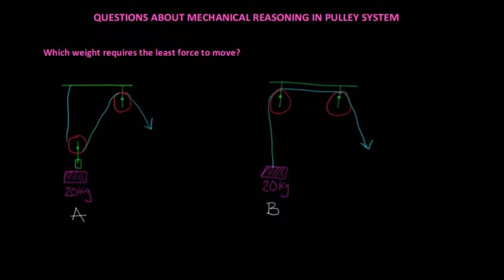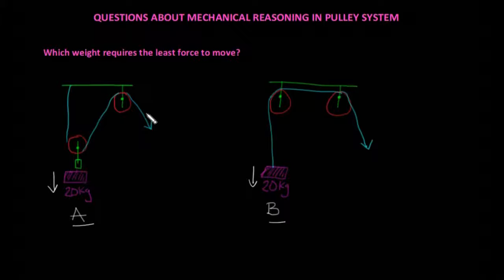We are continuing with our simple pulley system tutorials, and let us just continue doing some exercises. We are given two pulley systems, pulley A and pulley B, and we need to find the least force required to move the 20 kilogram weight. We have the weight over here, 20 kg.